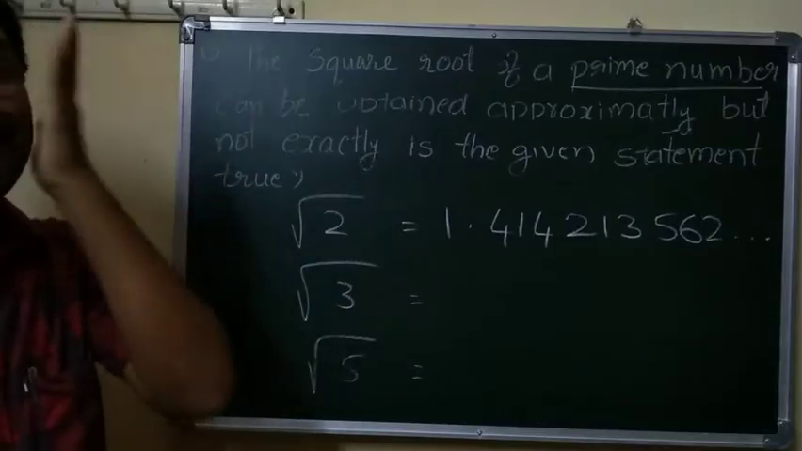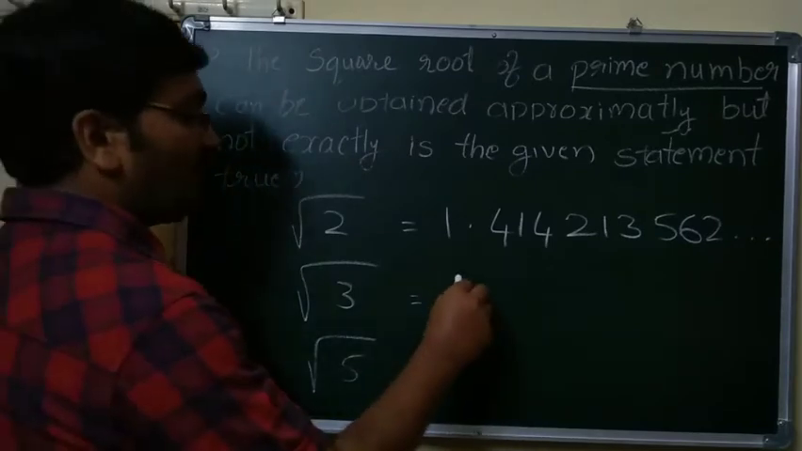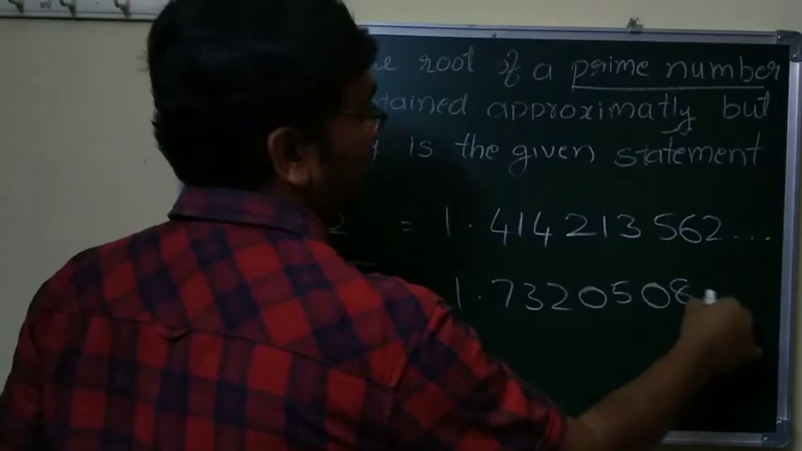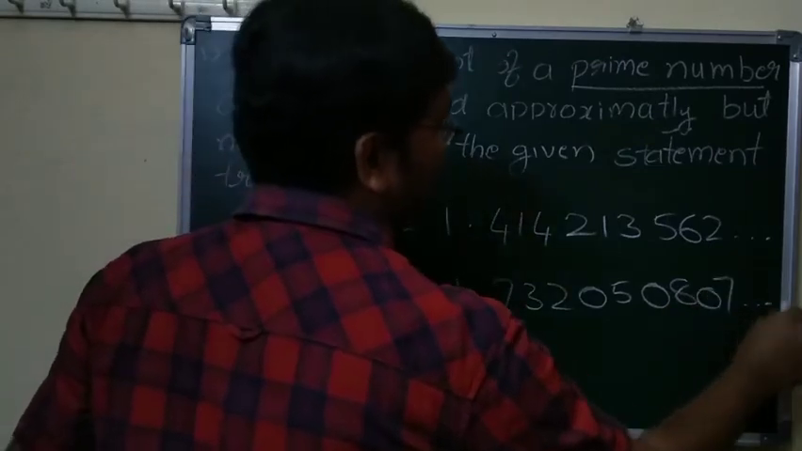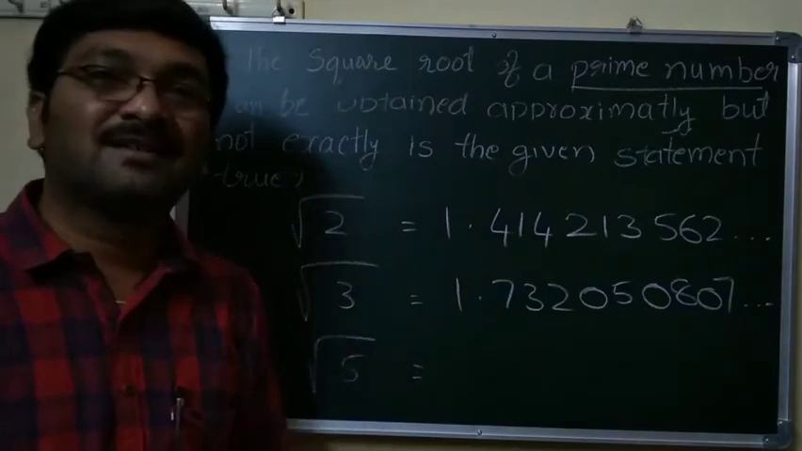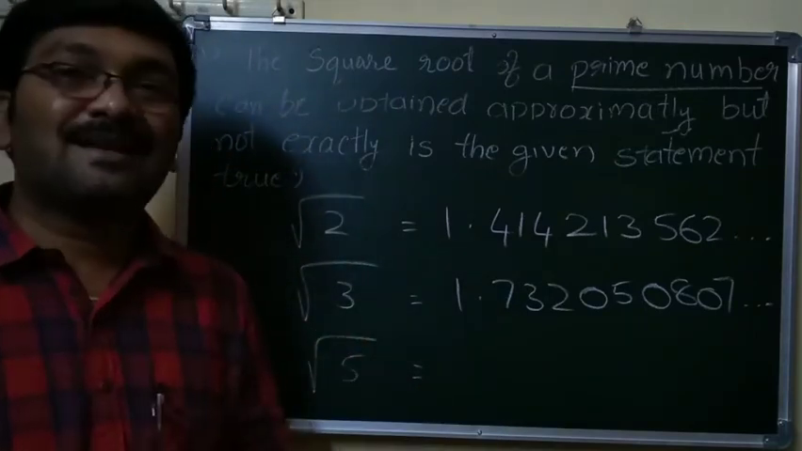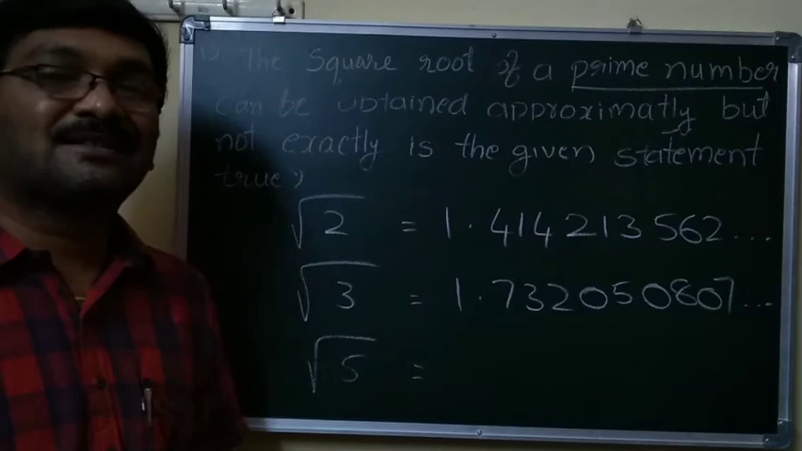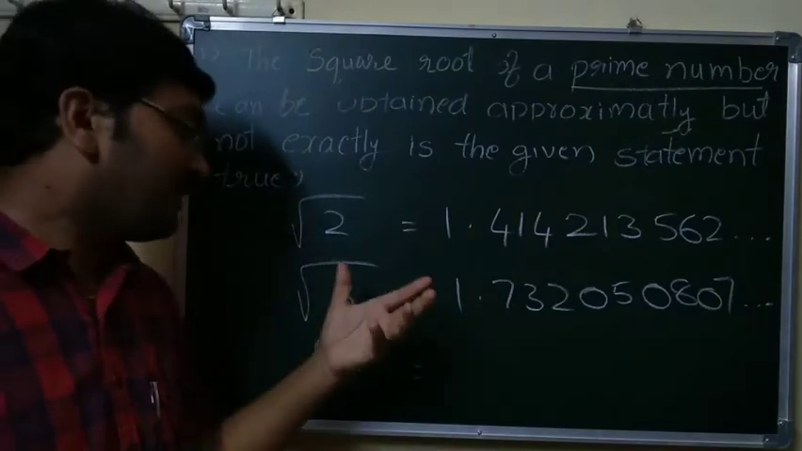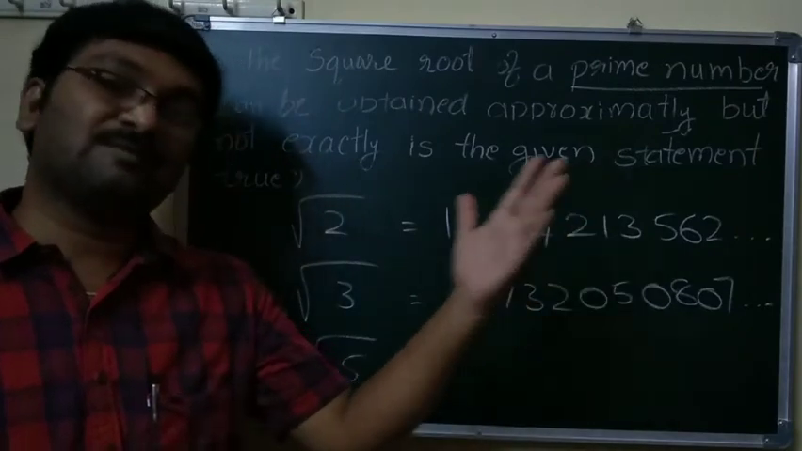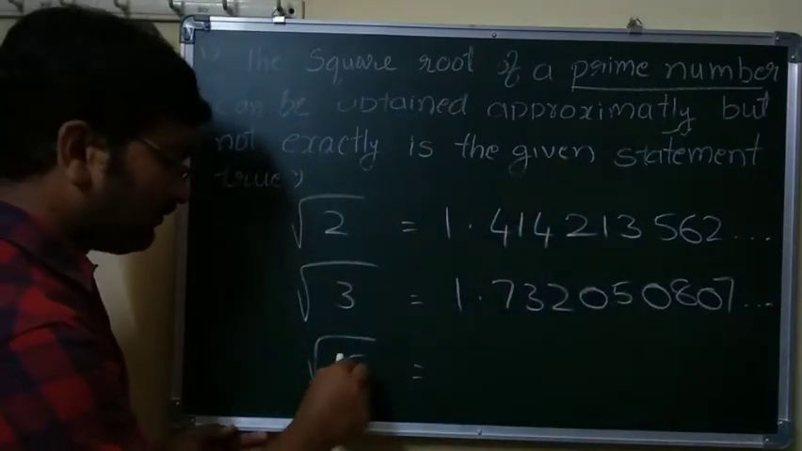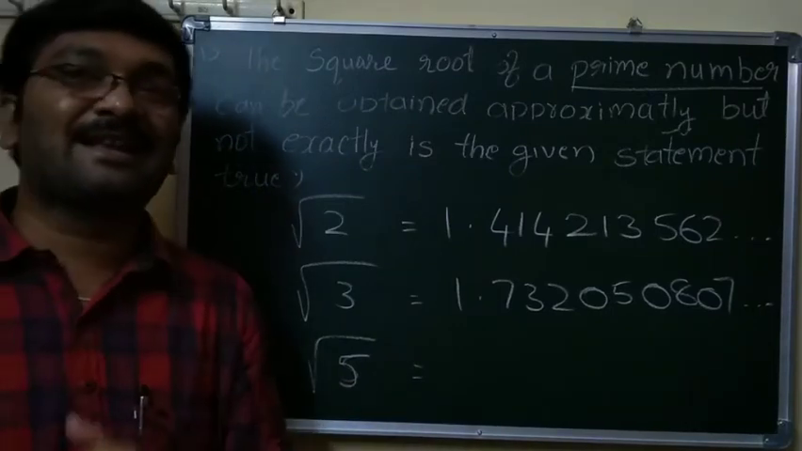Next is root 3. So the root 3 value is 1.732, 05, 08, 07. It goes on and on; there is no end for that. Here also, root 3 is an irrational number, meaning there's no end for that number. If you go on with division, it will keep coming. You find out the root 5 value by using a calculator.